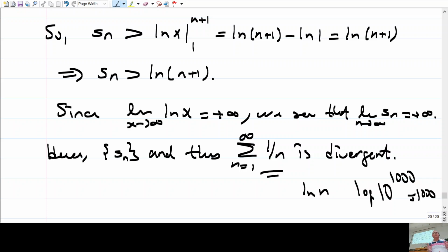But again, this sum is infinite. However, if you just try to compute it by hand and see that it goes to infinity, you will probably never see that, okay, because it grows very slowly. It grows logarithmically and it's very slow.